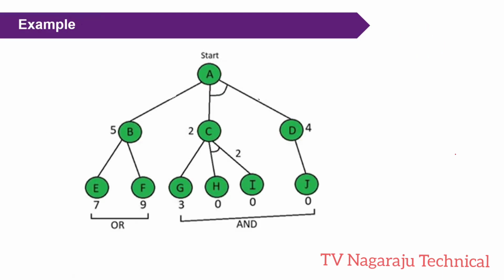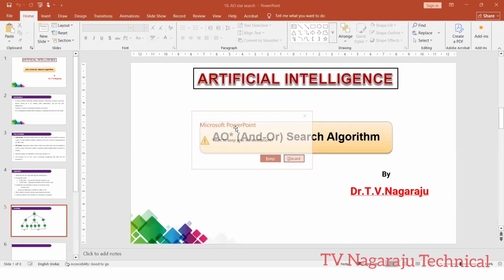This is an example. Now we will discuss this example. Here observe, this mark represents AND node. Here this represents OR node. Okay. Now A has 3 children. If you understand carefully, either B or C plus D. So that is either B or C plus D. Now we will discuss this example in detail.